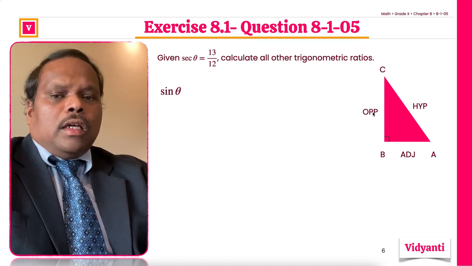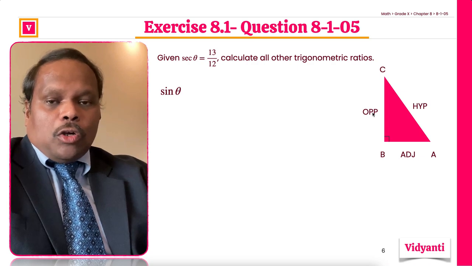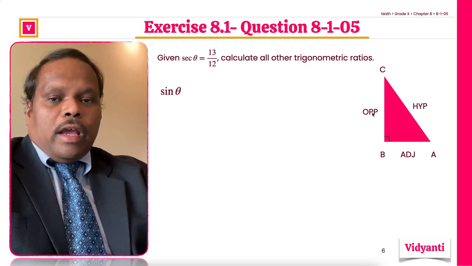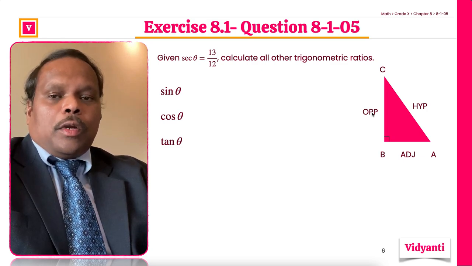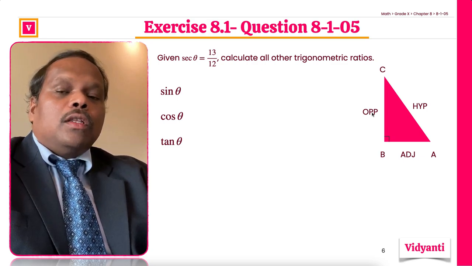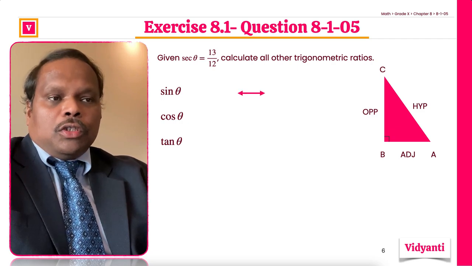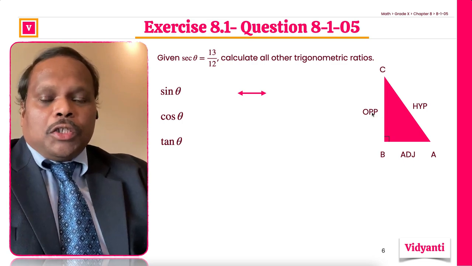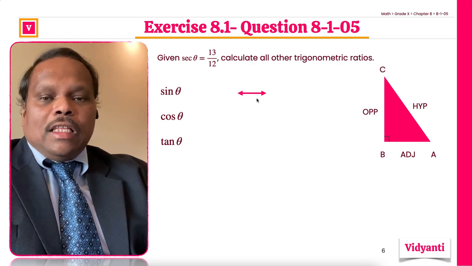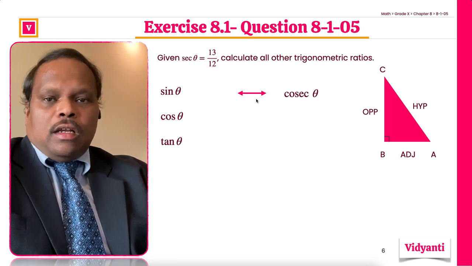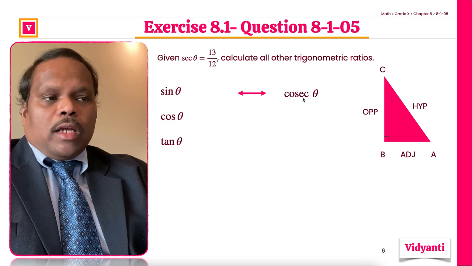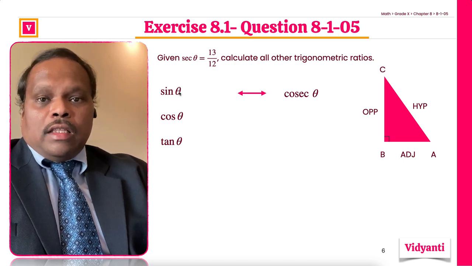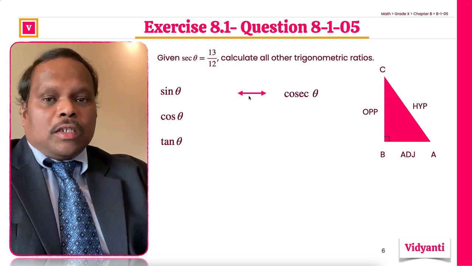Now, there are 6 trigonometric ratios altogether. Let's quickly have a recap. Sine, cosine, and tangent. These are the original 3 trigonometric ratios. On top of that, you have 3 reciprocal ratios. Reciprocal means 1 divided by that particular trigonometric ratio. So 1 divided by sine theta will always be cosec theta. You can see it the other way around also: 1 divided by cosec theta is sine theta. That's why I have shown this bidirectional arrow.